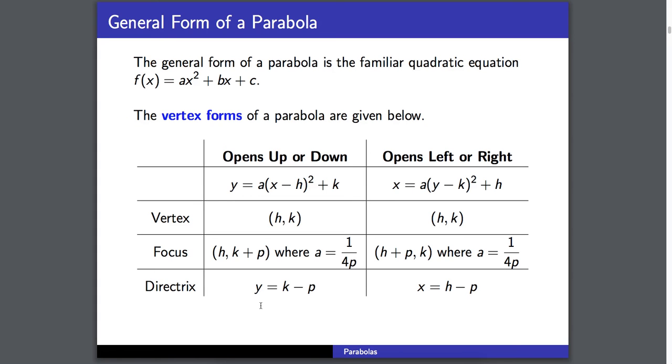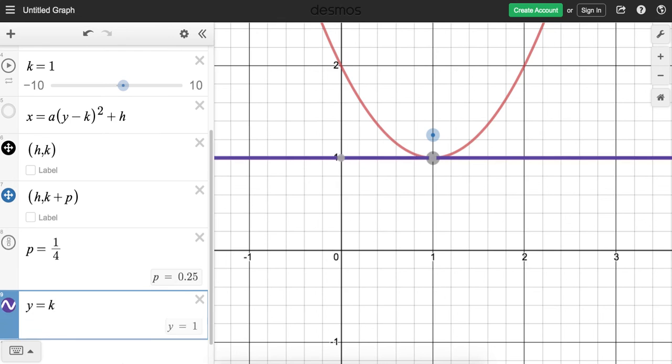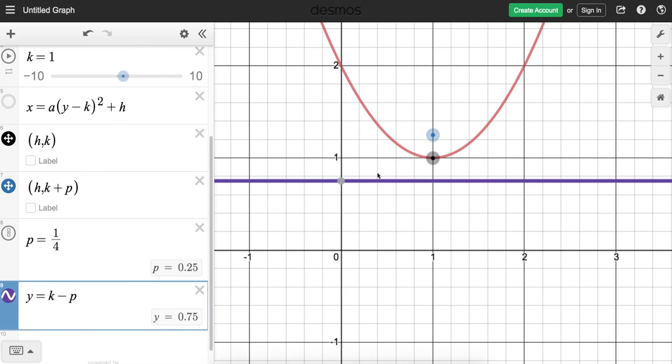Now our directrix line is always outside the parabola. So for this one, our directrix line is going to be y equals k minus p. So y equals k minus p, k minus 1/4, is our equation for our directrix line. And the distance between this point and this directrix line is going to be the same as the distance from this vertex to this focus point. So this is a length of p. This is also a length of p.